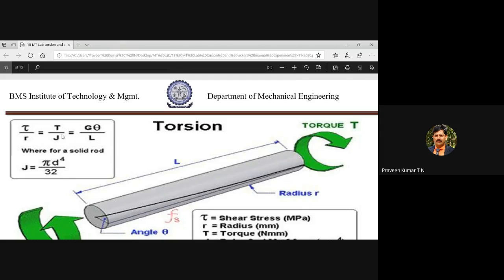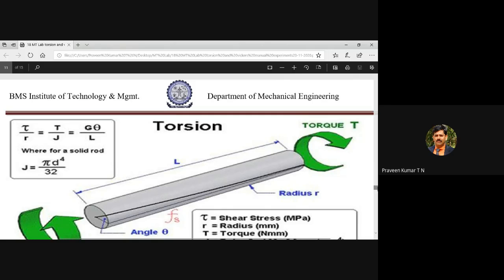So L is the initial dimension you have to measure. J, by measuring the initial diameter, we can get the value of J. Only two observations you have to make. One is how much torque is applied, you have to note down. There is an indicator, a pointer, from which you note down the torque. And theta is the rotation. There again, there is one more device, a regular analogue device or pointer. From that we can get the value of T, and from that we can get the value of G. So this is the concept involved in the torsion testing machine.